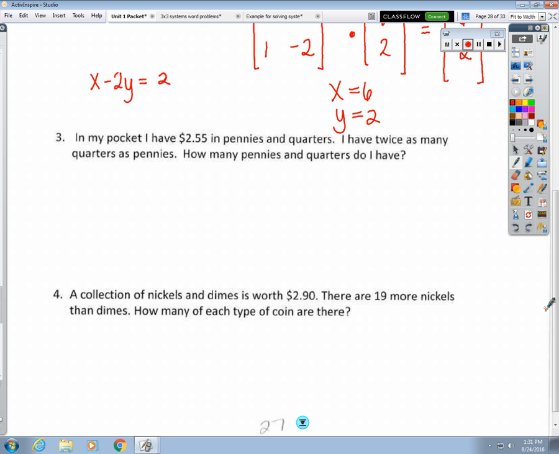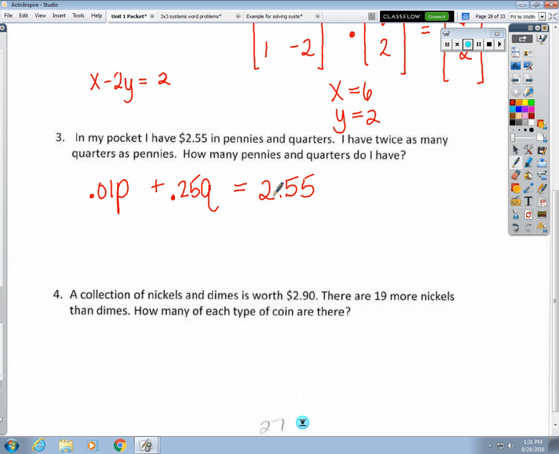Okay, number 3. In my pocket, I have $2.55 in pennies and quarters. Okay, so we can use P and Q for pennies and quarters. I have twice as many quarters as pennies. How many pennies and quarters do I have? Okay, well, we see that the first statement is all about how much total money is in your pocket. Now, this is a value, like a dollar value. So for that reason, we need to give the value of a penny, which is 0.01, and the value of a quarter, which is 0.25.